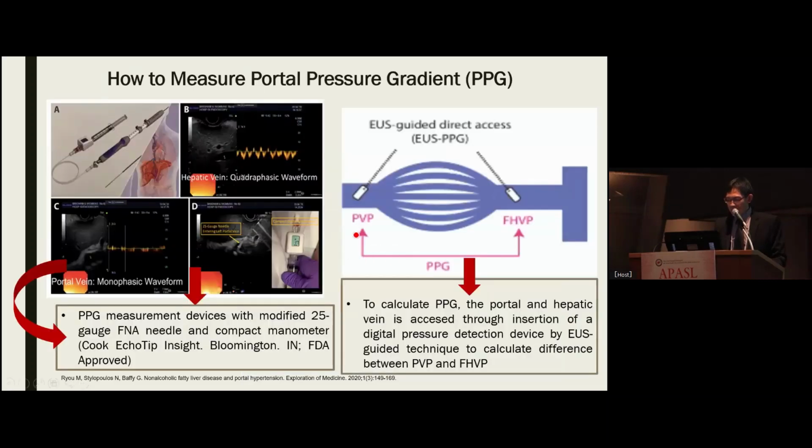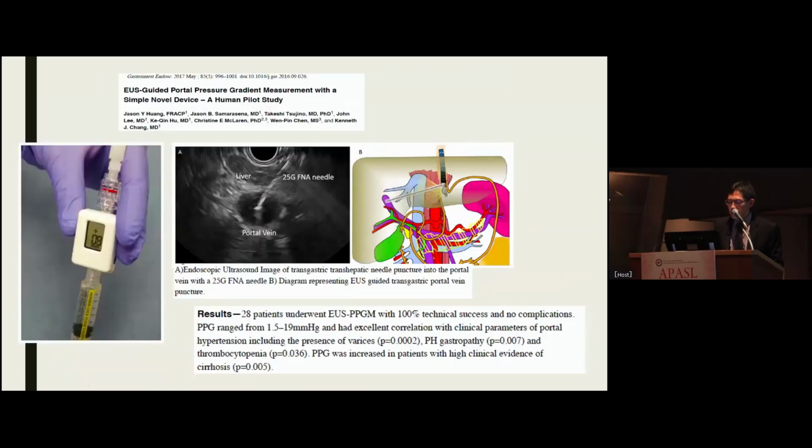So this is how to measure the portal pressure gradient using the novel device from Cook, the PPG measurement device with a modified 25 gauge FNA needle and a compact manometer. Unfortunately, this manometer is not widely available and is still not commercially available. This is the study they made previously with the compact novel manometer device from Cook.